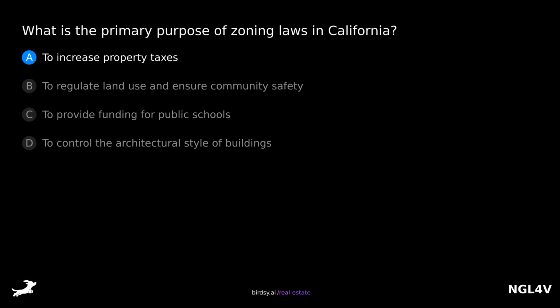Is it A. To increase property taxes? B. To regulate land use and ensure community safety? C. To provide funding for public schools? Or D. To control the architectural style of buildings? The answer is B, to regulate land use and ensure community safety.